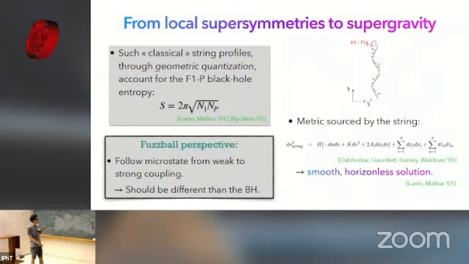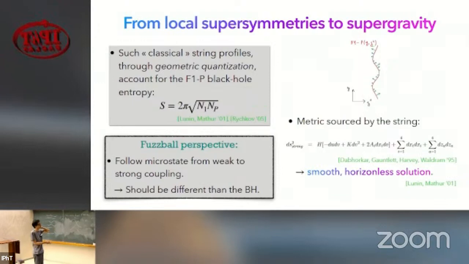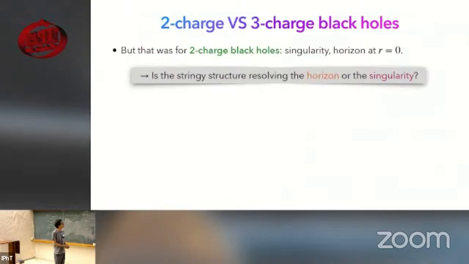And so from the fuzzball perspective, what you want to do is to take a brane system and follow the brane system from weak to strong coupling. And they would even tell you something more, that they would expect the solution to be different from that of the black hole. But on the other hand, you could say, well, look, this is just two charged black holes. And for two charged black holes, we know that the singularity and the horizon are all at r equals zero, at least before quantum corrections. And so you don't really know if this kind of stringy structure is resolving the horizon or the singularity.